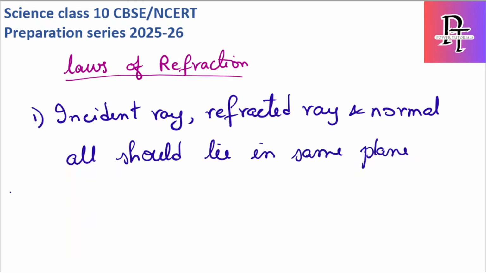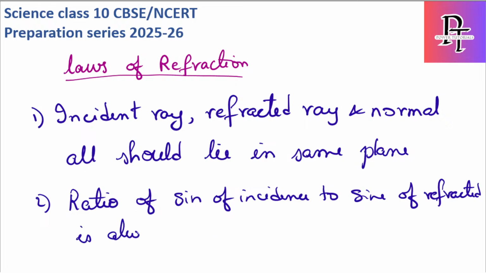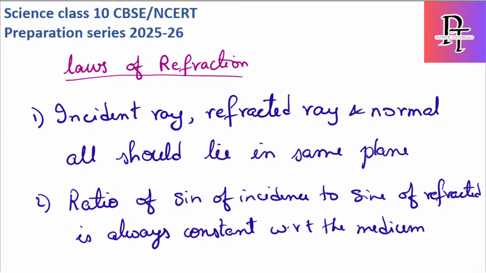ठीक है. तो सेकंड पॉइंट, the ratio of sine of incidence to sine of refracted ray is always constant with respect to the medium. तो इधर का इस एग्जाम्पल का मीडियम है कि एयर एंड वाटर है. तो इस एयर एंड वाटर का मीडियम जो भी है, तो इस तरफ का इंसिडेंट रे या रिफ्रैक्टेड रे होगा, उन साइन का रेशियो सेम होता है.